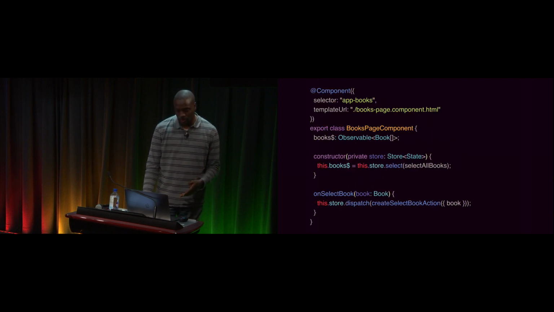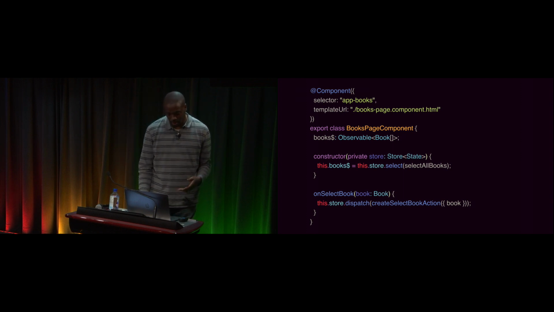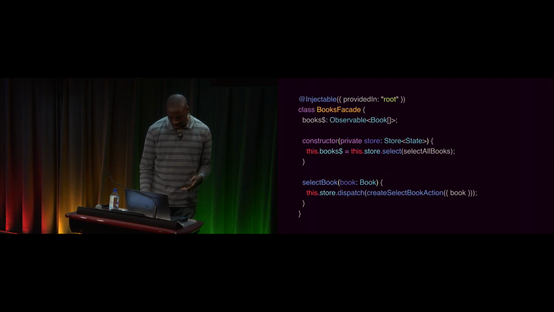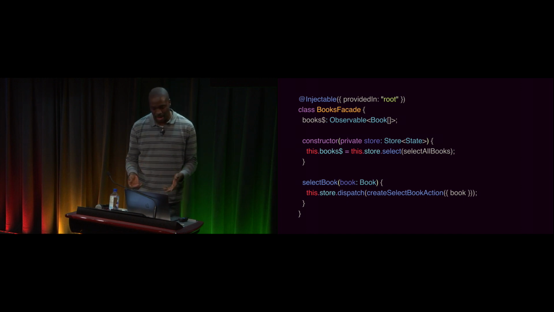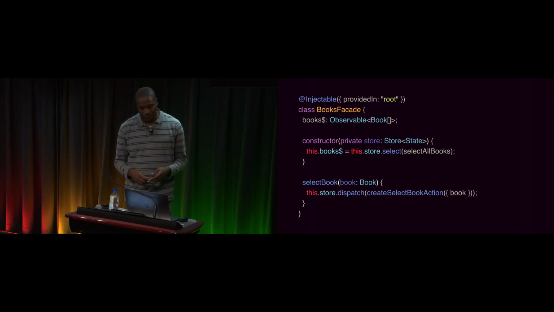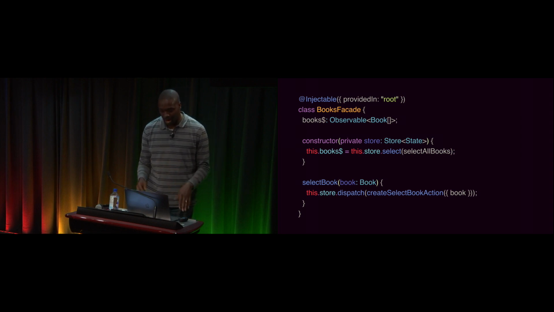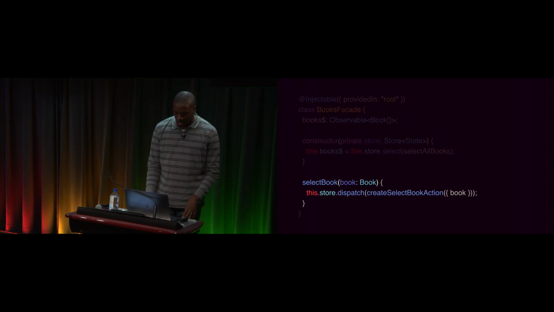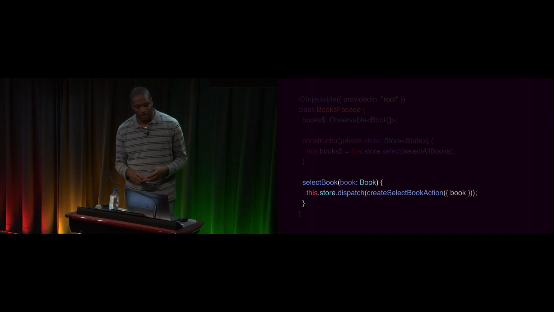So if we go back to the books page component, and we replace that with the facade, we're still encapsulating how the selectors work and how the actions work. But there's a subtle issue here in looking at this facade that I've seen in the wild, a couple of things that have gotten people in trouble. One thing is wrapping the store.dispatch in your facade, wrapping each one of those in the facade itself.